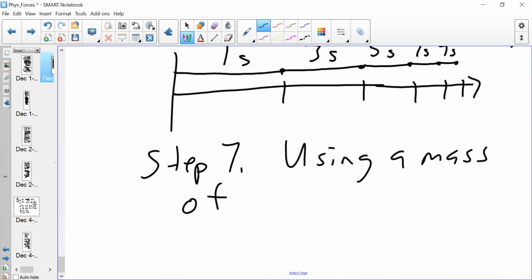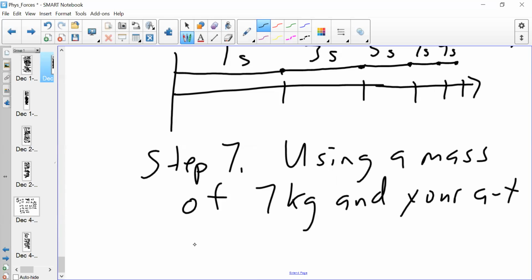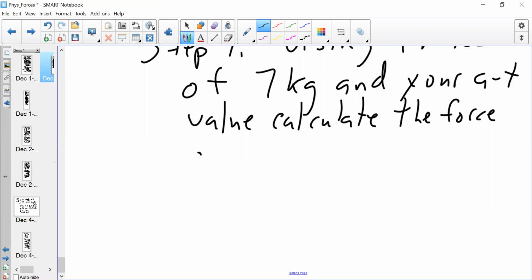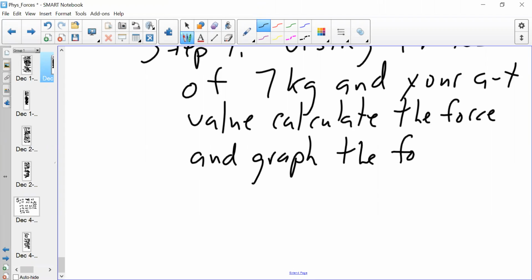Using a mass of 7 kilograms and your AT data table value, you're to calculate the force. Calculate the force and I'm going to graph the force via a force time graph.